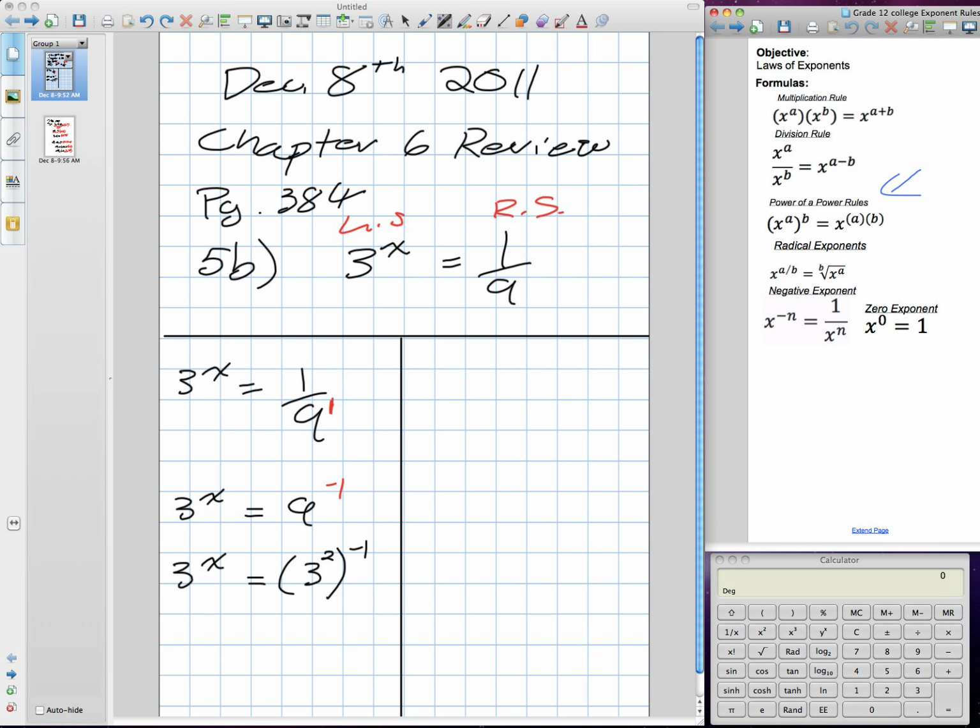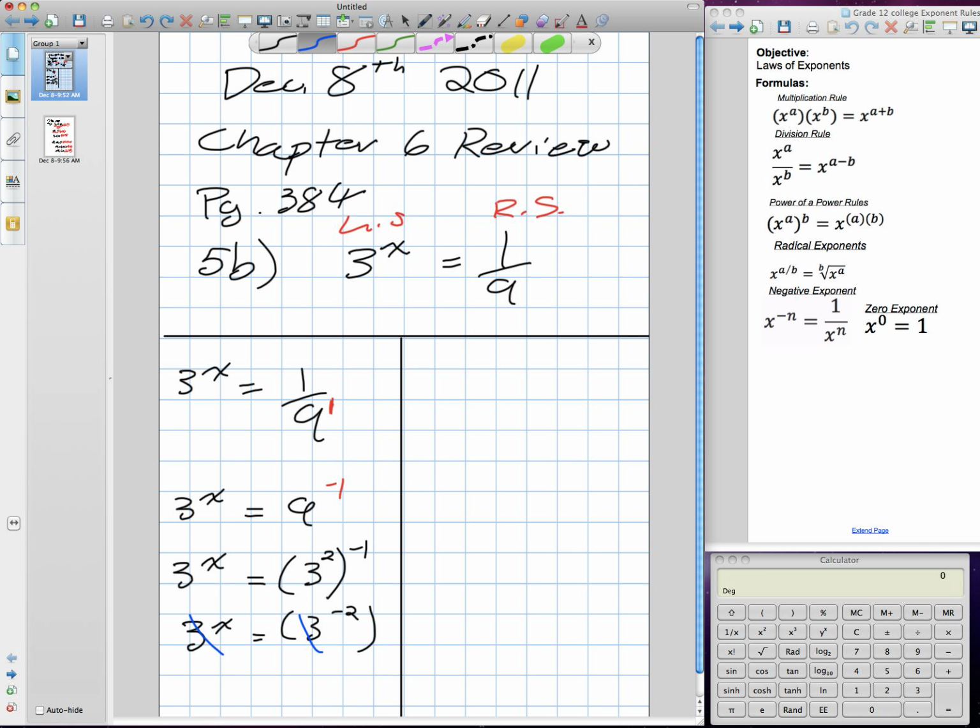So we end up with 3^x is equal to 3 to the power of -2. Okay? Now that the bases are the same, we can drop both bases off. And we get x is equal to -2.